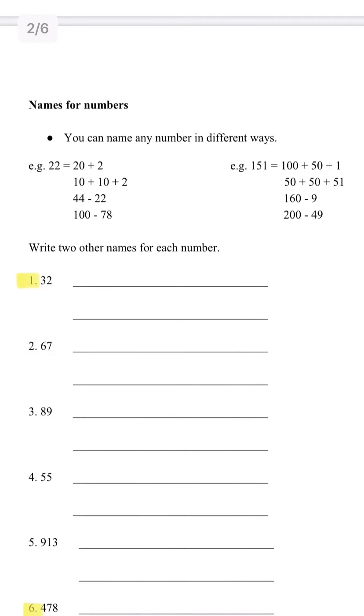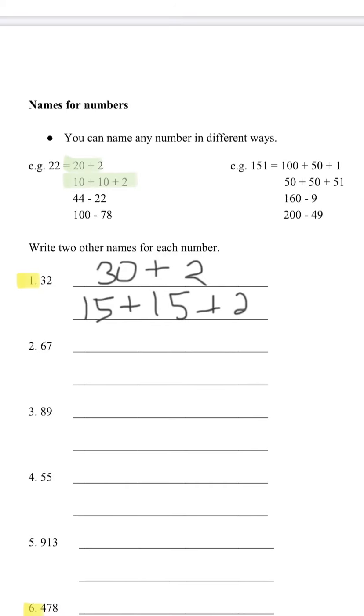So it says you can name any number in different ways. Write 2 other names for each number. Okay, so our first number is 32, okay? So let's use these 2 methods. These 2 examples to name 32. So we could write 32 as 30 plus 2, right? And we could also write it as 15 plus 15 plus 2.